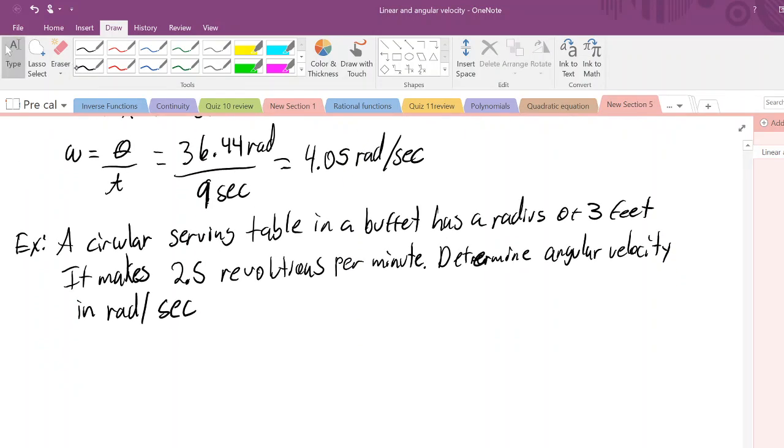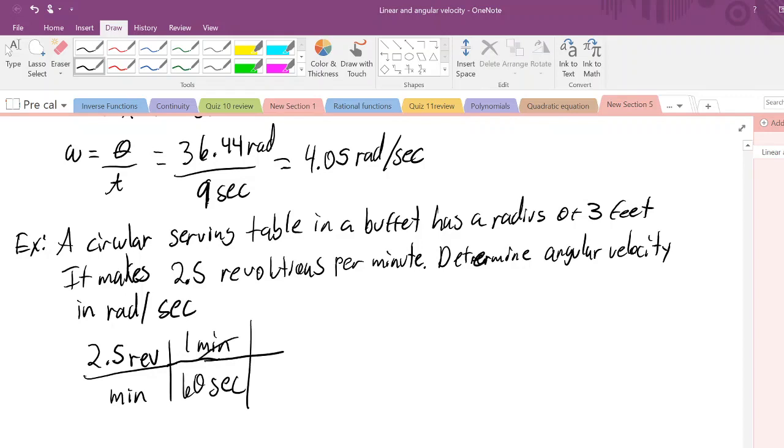So you have 2.5 revolutions per minute. I want to get rid of minutes. 1 minute is how many seconds? So 1 minute over 60 seconds. That cancels out my minutes. And then 1 revolution is 2 pi rads, so that cancels out. Then I am left with, if I put that in the calculator, 0.262 rad per second.